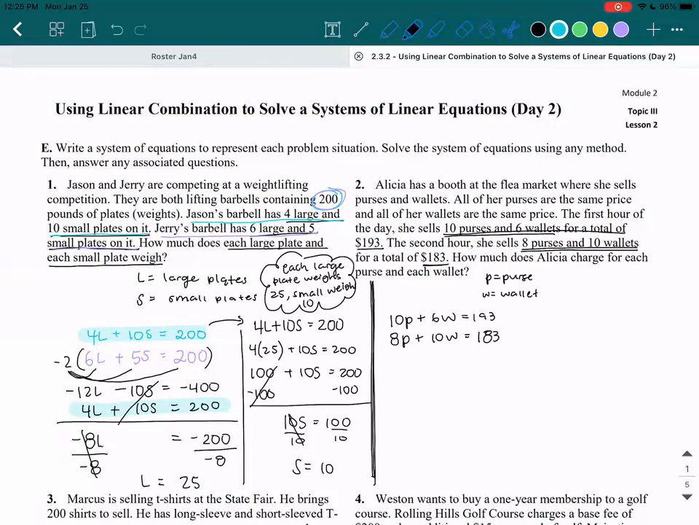So let's take a look at this one. We have 10p plus 6w is equal to 193. 8p plus 10w is equal to 183. You would get a lot of fractions if you tried to get p by itself, or if you tried to get w by itself. I'm not going to try it that way. I'm going to go with the elimination method again. So we can either eliminate the p's or the w's, and it's up to us. It really doesn't matter.